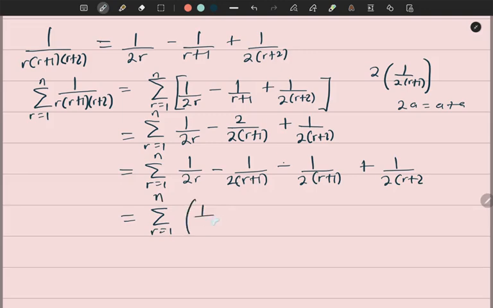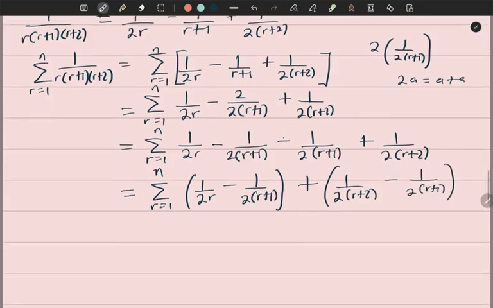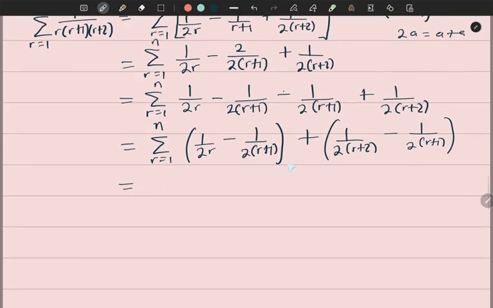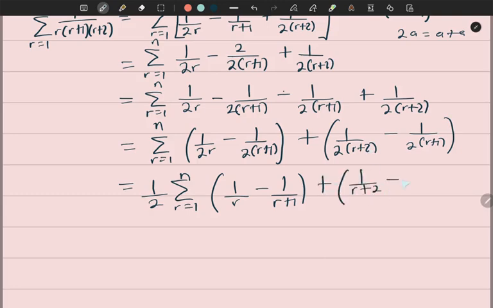Okay, so we have 1 over 2r minus 1 over 2 in bracket of r plus 1. And the last 2 terms can be written as 1 over 2r plus 2 minus 1 over 2r plus 1. I'm sure you understand that. Now we can factorize 1 over 2 since that is constant. With the summation r equals 1 to n, we are left with 1 over r minus 1 over r plus 1, then plus 1 over r plus 2 minus 1 over r plus 1.